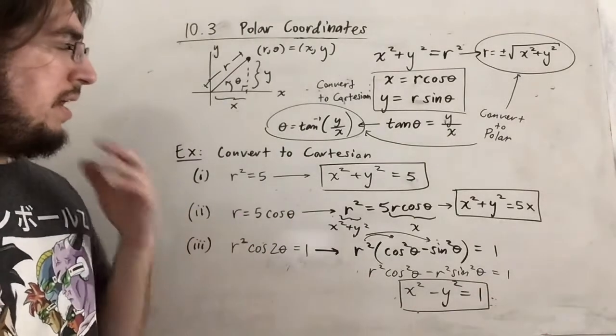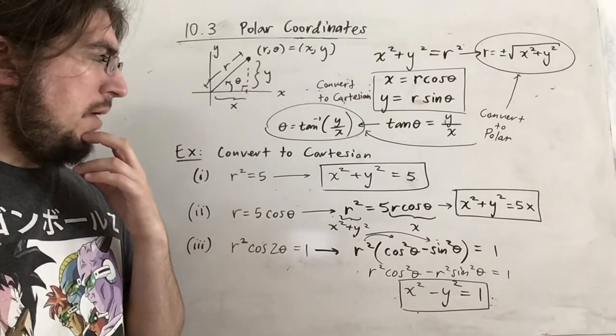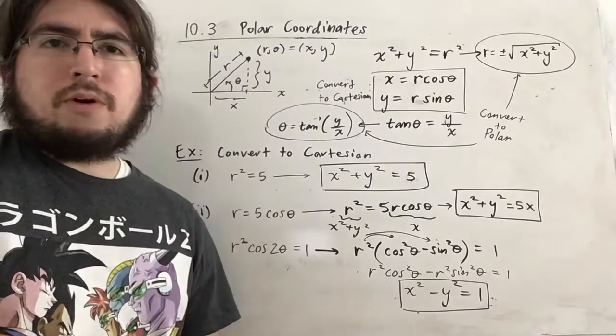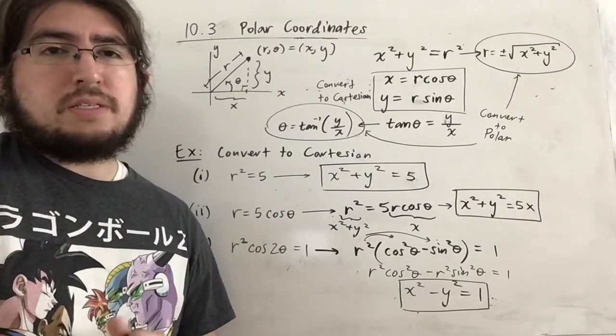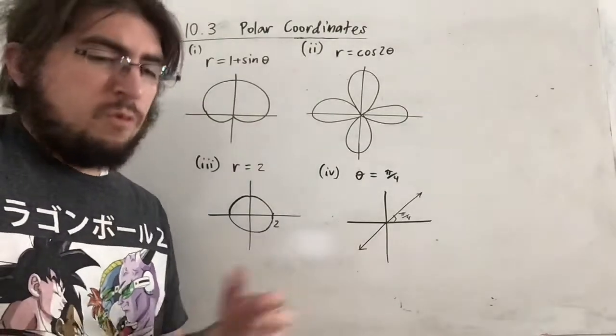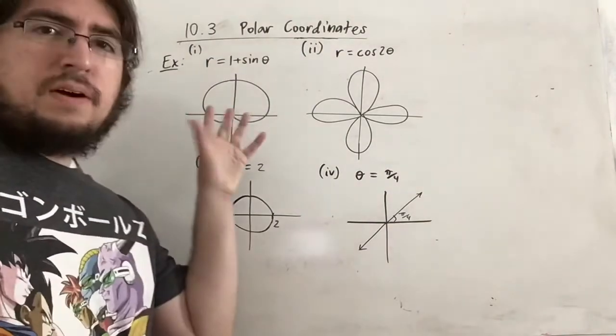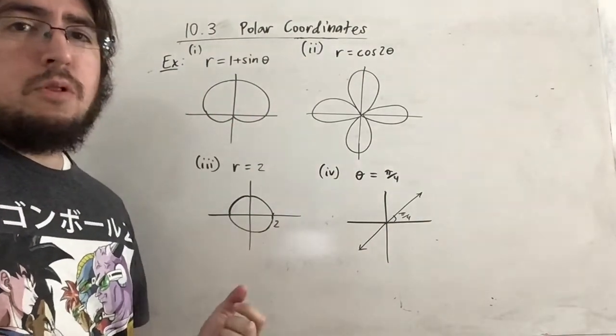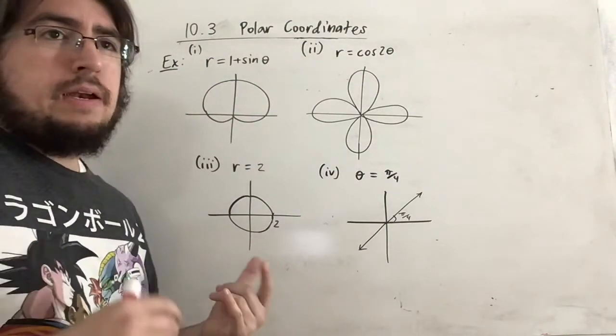In any event, I want to talk a little bit about specific types of polar graphs, and then from there we'll see some calculus involving polar coordinates. So let's take a look. There are all sorts of weird, funky graphs you get when you plot things in polar, so it's nice to play around with that with your graphing calculator.